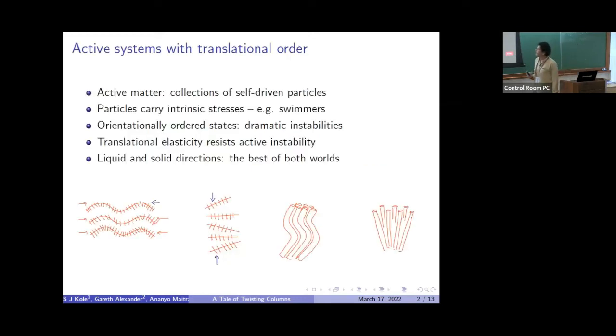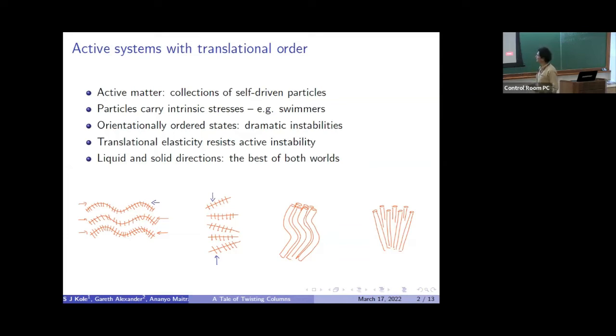Active matter, as we all know, is a collection of self-driven particles, and these self-driven particles move in an ambient medium by exerting stresses. A classic example of such a system is a collection of swimmers. More often than not, such swimmers form an orientationally ordered state, and due to these intrinsic stresses, they exhibit dynamic instabilities.